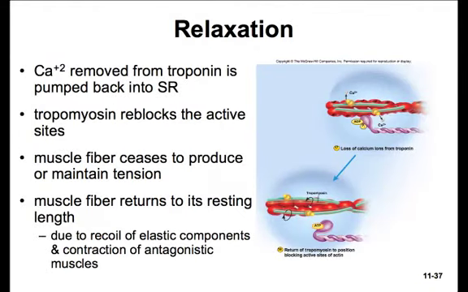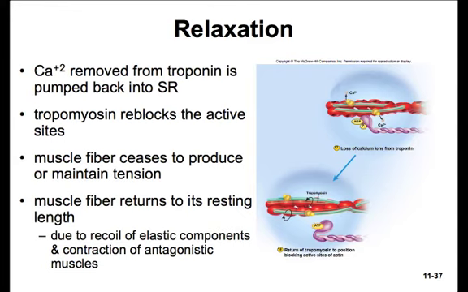Once we remove calcium from the equation, it drops off of troponin, and that allows the tropomyosin to reblock the active sites. The muscle fiber is going to cease to produce any tension because there's no cross-bridge formation. Thus, it returns to its resting length.